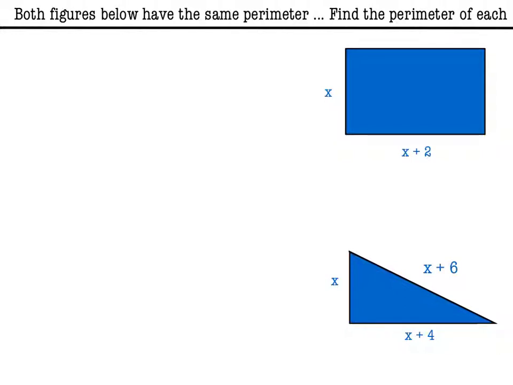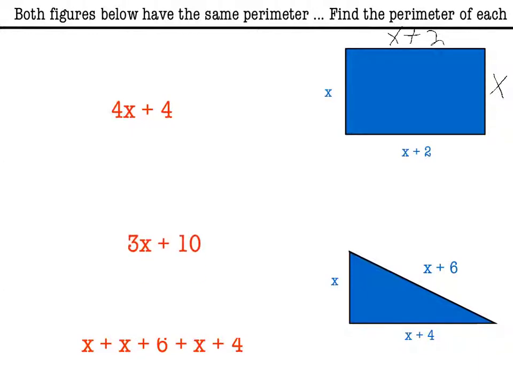So let us simplify the rectangle first. To help us visualize the perimeter better, we can write the rest of the perimeter around the rectangle. Now that we have this, we can account for all x's and add up all numbers to get a final expression of 4x plus 4. Now, onto the triangle. First, write out the whole perimeter as so. Then, combine like terms to come out with an expression of 3x plus 10. And now we have an equation to solve. That is 4x plus 4 equals 3x plus 10.